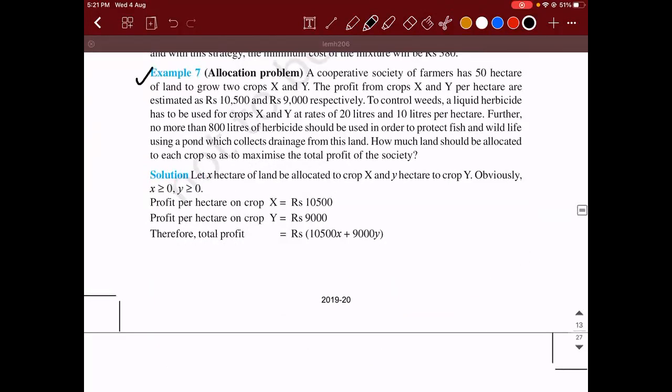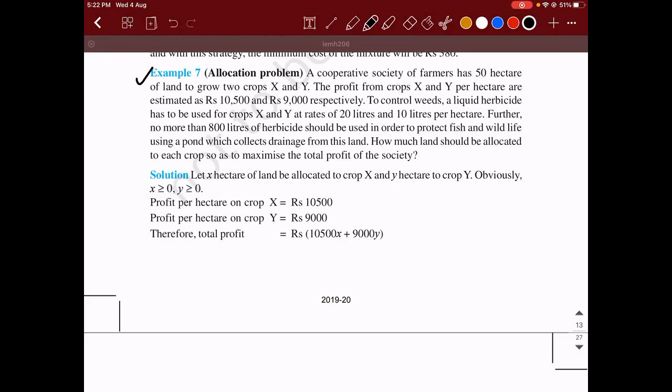So next, example 7, allocation problem. A cooperative society of farmers has 50 hectares of land to grow 2 crops X and Y. The profit from the crops X and Y per hectare are estimated as rupees 10,500 and 9,000 respectively. To control weeds, a liquid herbicide has to be used for crops X and Y at rates of 20 liters and 10 liters per hectare. Further, no more than 8,000 liters of herbicide should be used in order to protect fish and wildlife using a pond which collects drainage from this land. How much land should be allocated to each crop so as to maximize the total profit of the society?